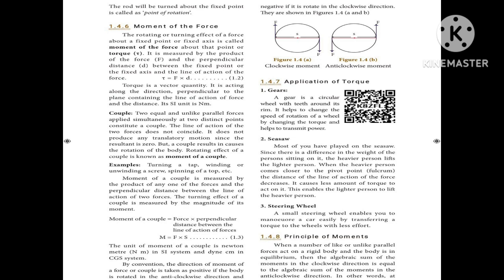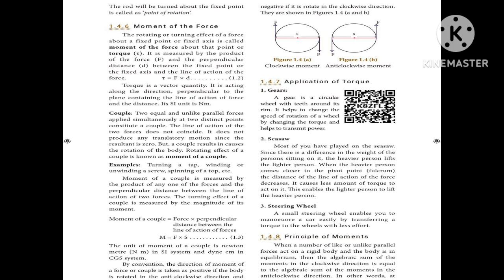Moment of a couple is measured by the product of any one of the forces and the perpendicular distance between the line of action of two forces. The turning effect of a couple is measured by the magnitude of its moment. Moment of a couple equals force times perpendicular distance between the line of action of forces. M equals F times S. The unit of moment of a couple is Newton meter, Nm, in SI system, and dyne cm in CGS system.